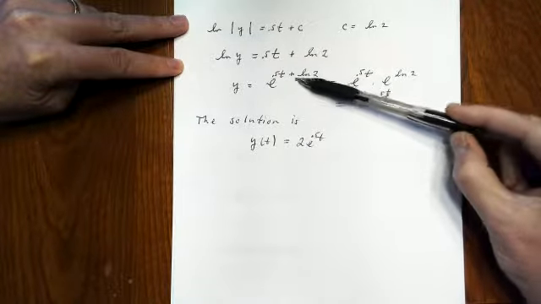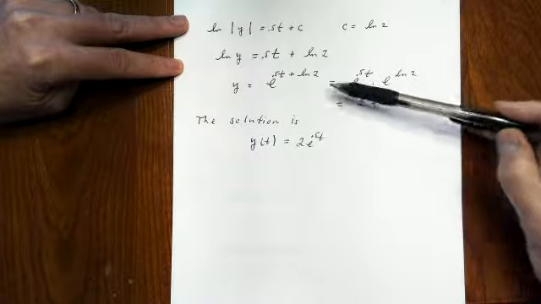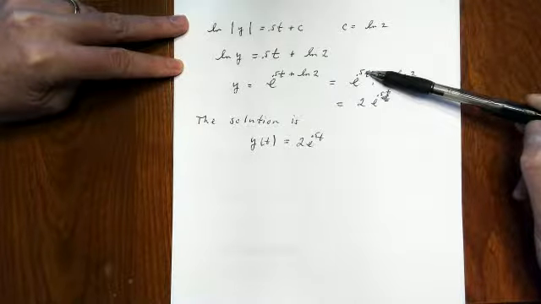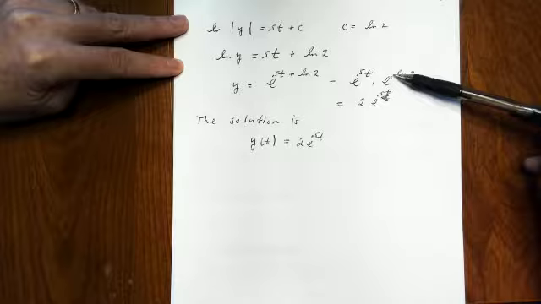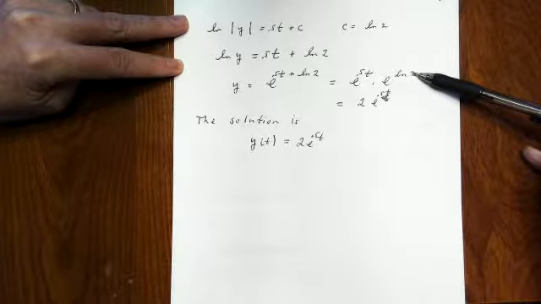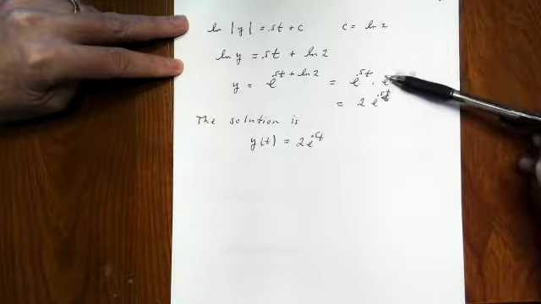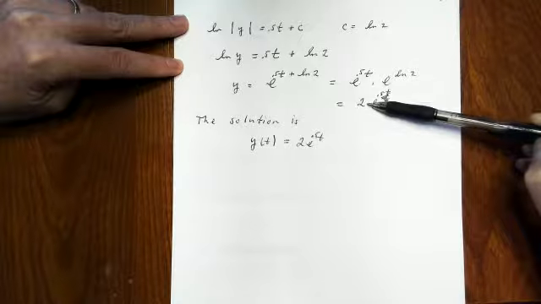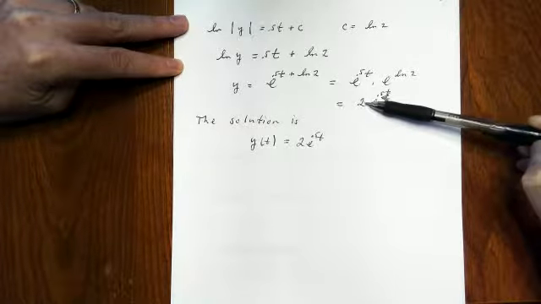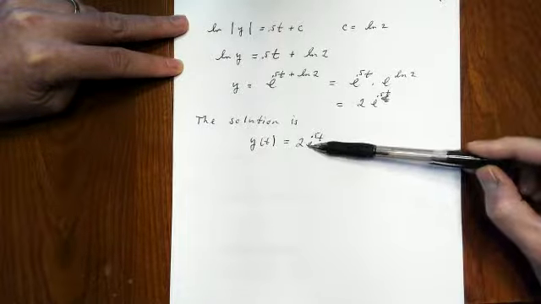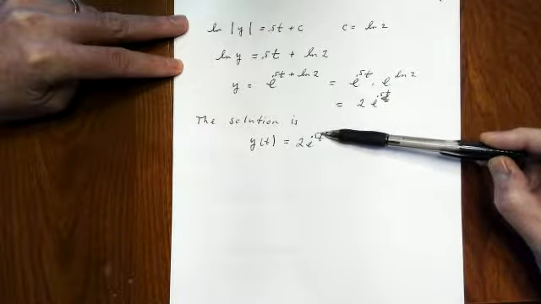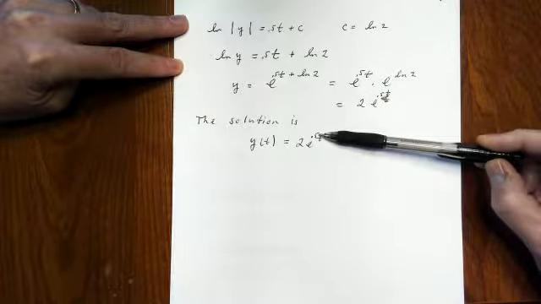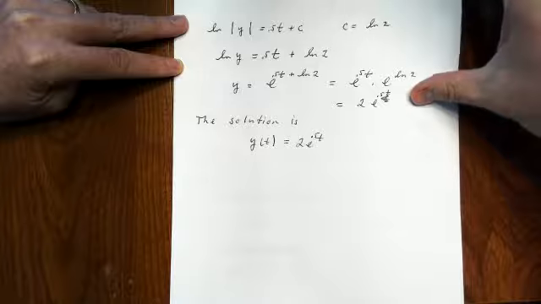Now, using properties of exponents and logs, I can simplify this. It's e to the 0.5t times e to the natural log of 2. But e to the natural log of 2 is just 2. So our final solution is y(t) equals 2e to the 0.5t. Let's take a look at another example.